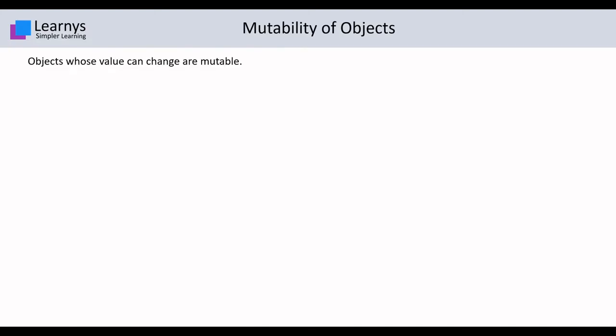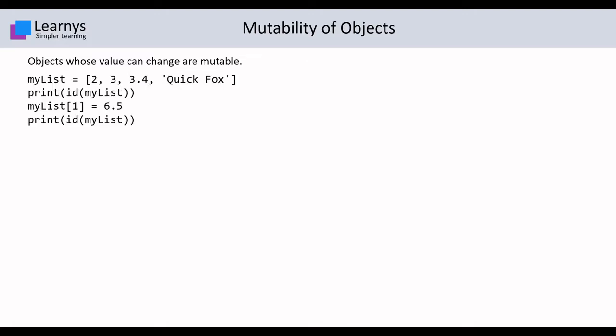Mutability of objects. Objects whose value can change are called mutable. For example, let's see a list. This list has right now 4 values. We are trying to print the ID, or the unique identity, of the list, followed by changing one of the contents at index 1 to 6.5 and then printing the ID of the list object.